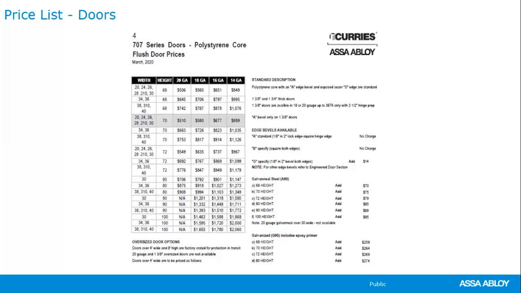Steel, which is your galvanized, is your A60 material. Your galvanized material is your G90, rather. So it goes through all of these. These are all added to the base price of your door.